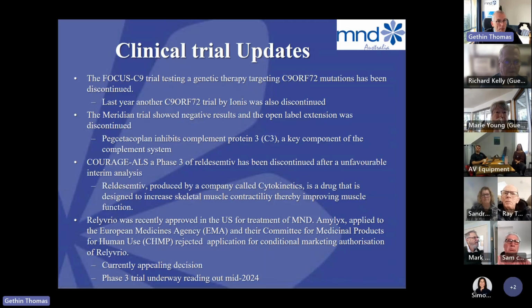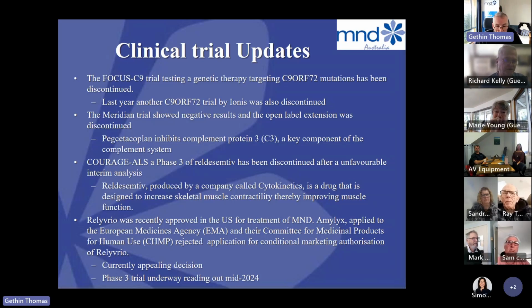This is a genetic therapy specifically targeting people carrying the C9orf72 mutation. They did what they call an interim analysis. Basically, they have a peek at the data halfway through the trial. They found there was absolutely no benefit of taking this drug, and so they decided to stop the trial. This, unfortunately, combined with another trial that was stopped last year by another company called Ionis, shows that perhaps the simplistic approach to C9orf72 mutations is not the best approach, and we probably need to rethink how we can look at the people carrying the C9orf72 gene.